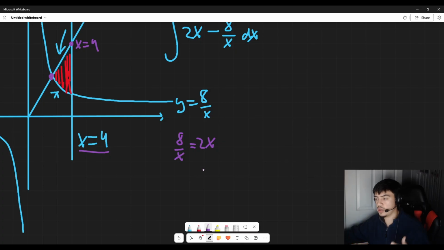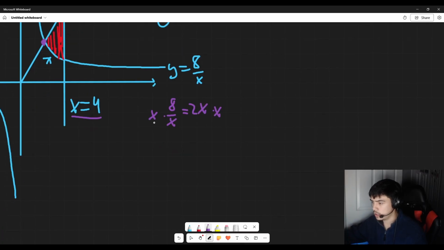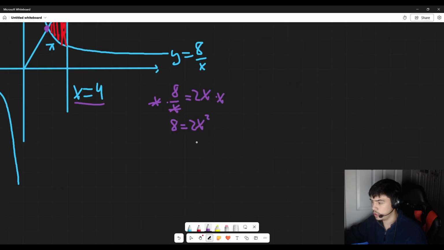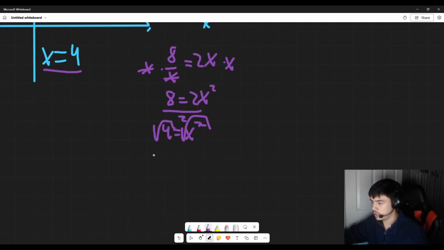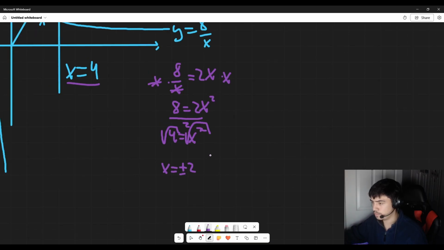And this is a pretty simple equation to solve. We're just going to go ahead and multiply x to both sides. Again, these will cancel out, giving us 8 equals 2x squared. Dividing both sides by 2, we get 4 equals x squared. And taking the square root of both sides gives us x equals plus or minus 2.